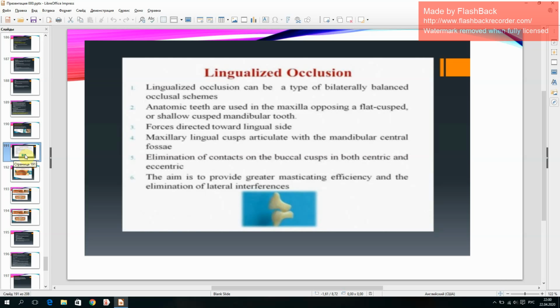A lingualized occlusion can be a type of bilaterally balanced occlusion scheme. Anatomic teeth are used in the maxilla opposing flat-cusped or shallow-cusped mandibular teeth. Forces are directed toward the lingual side. Maxillary lingual cusps articulate with the mandibular central fossa. Contacts on the buccal cusps are eliminated in both centric and eccentric positions. The aim is to provide greater masticatory efficiency and the elimination of lateral interference.